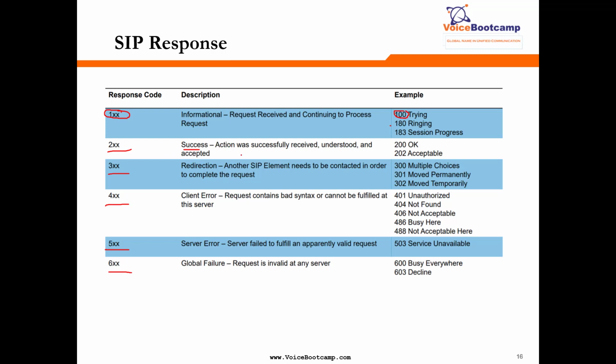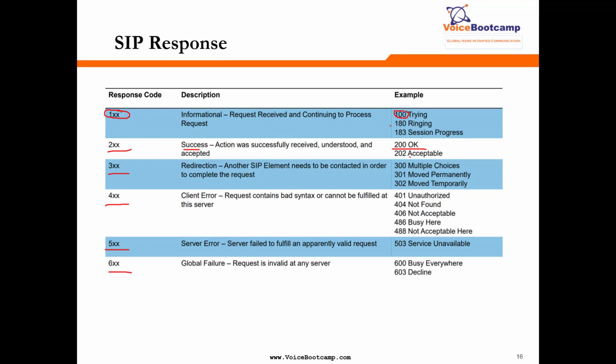Action that was successfully received, understood, or accepted. So for example, if you receive a 200 OK, that means the other side has acknowledged successfully. Then you have 202 Accepted, so the message was accepted, whatever the message was.